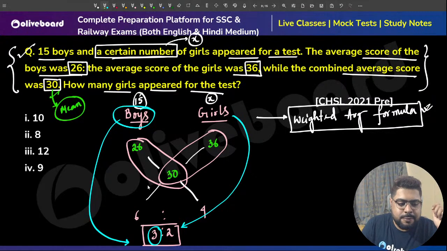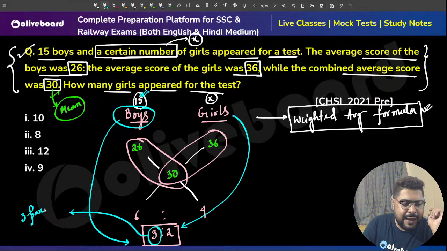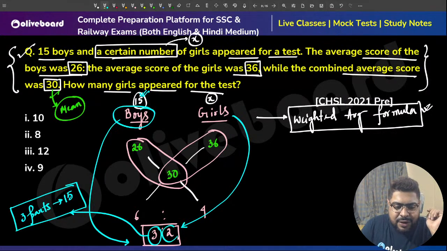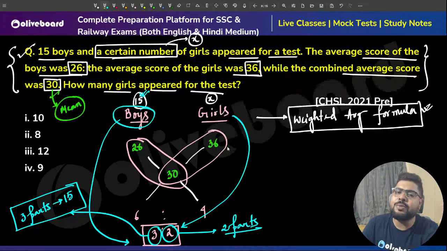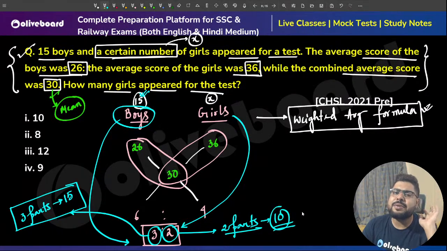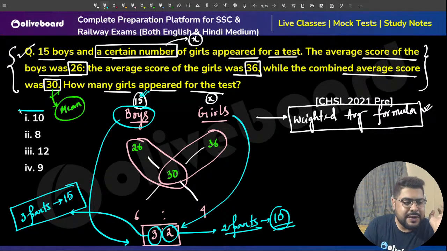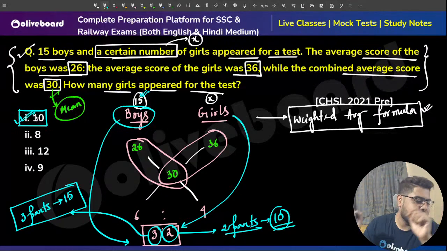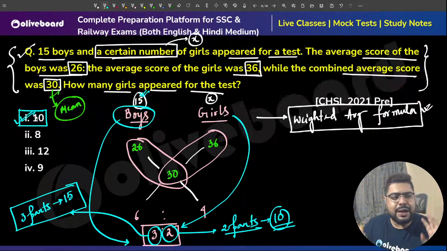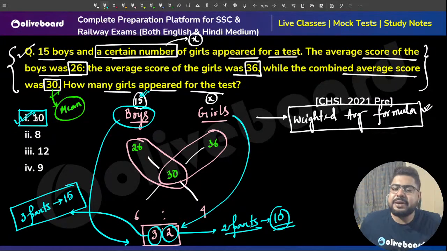Number of boys we already know is 15. That means the value of 3 parts is 15. So what will the value of 2 parts be? That is the number of girls, they're asking how many girls appeared. 3 parts is 15, 1 part is 5, 2 parts will be 10. So 10 girls have appeared for the test. Option number 1 is your correct answer, everybody.